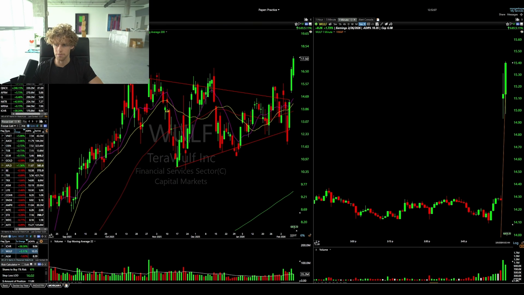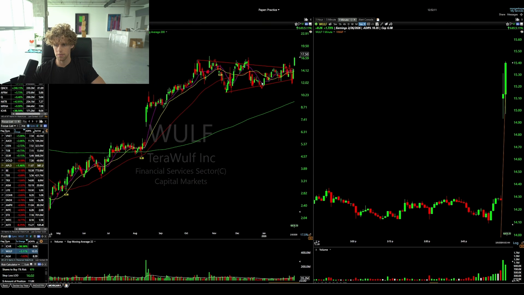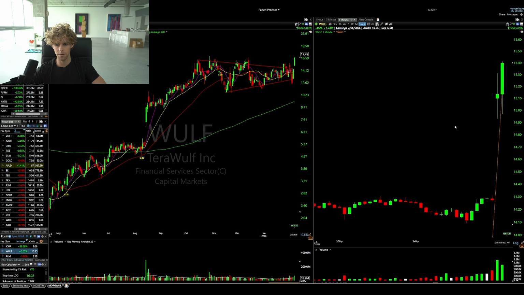So I'm going to move my camera up here. But basically, on this day, right? So this is the day, it's breaking out. It's gapping up out of the range. It's completely breaking out here. This is the day that I want to enter it. So on the right here, we have the 1 minute chart.